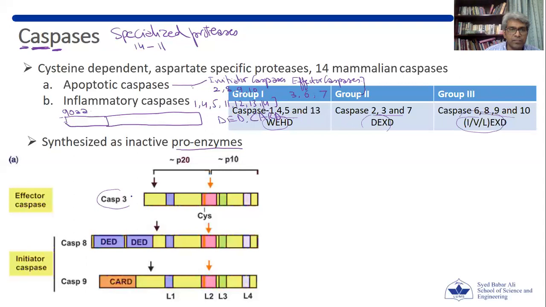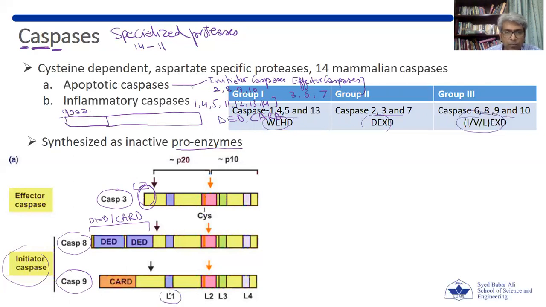As I mentioned, there are two types of caspases: effector caspases, shown here by the example of caspase 3, and initiator caspases, shown by the example of caspase 8 and caspase 9. The initiator caspases have an additional N-terminal part that can be a death effector domain or a caspase recruitment domain, the CARD domain. The effector caspases also have a pro domain, which is cleaved when the caspase becomes active.